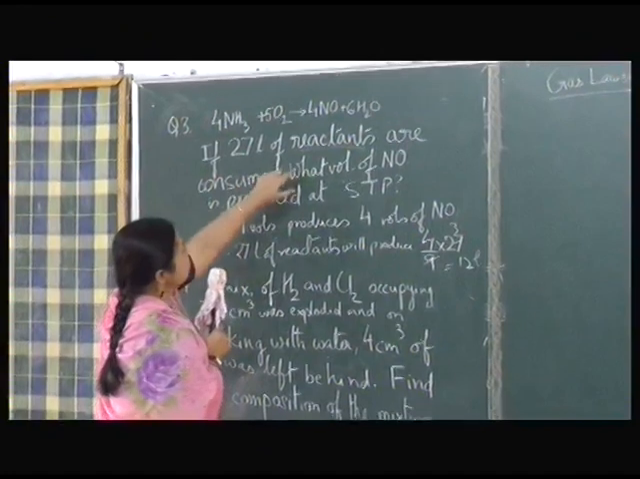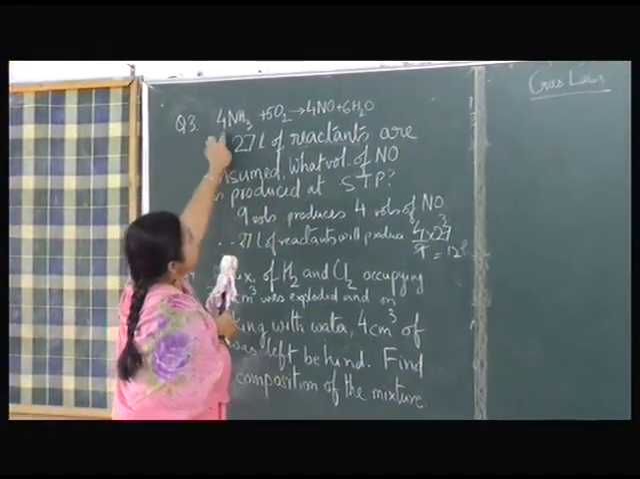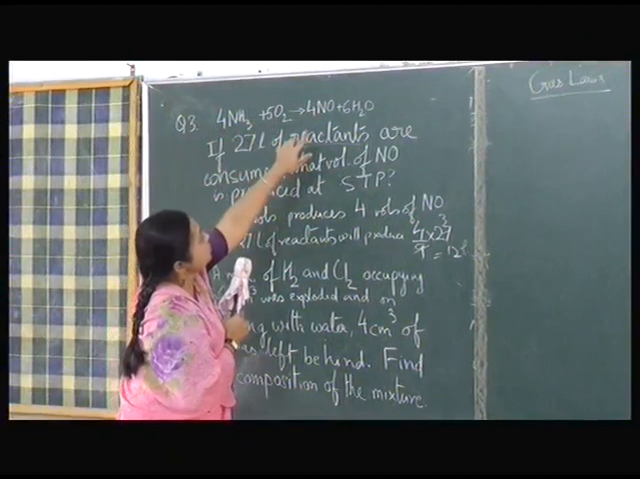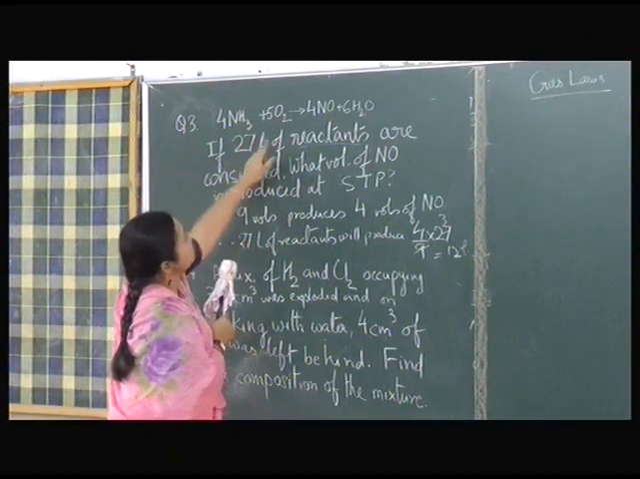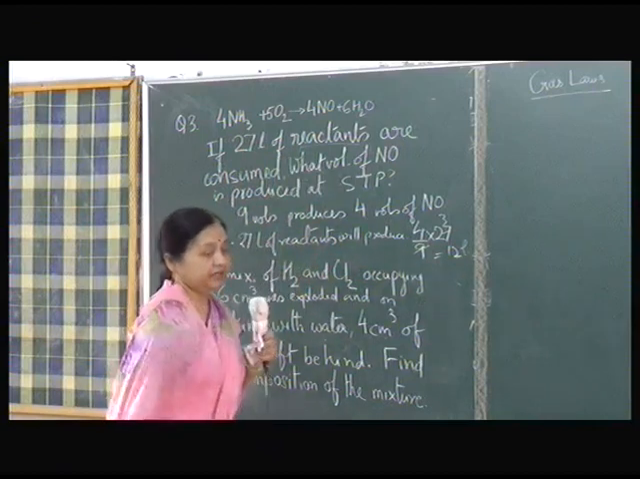Where reactant is given, both the reactants together are taken. So 9 volumes of the reactant produces 4 volumes of NO. So 27 volumes of reactant will produce how much? 4 by 9 into 27. Now the next.